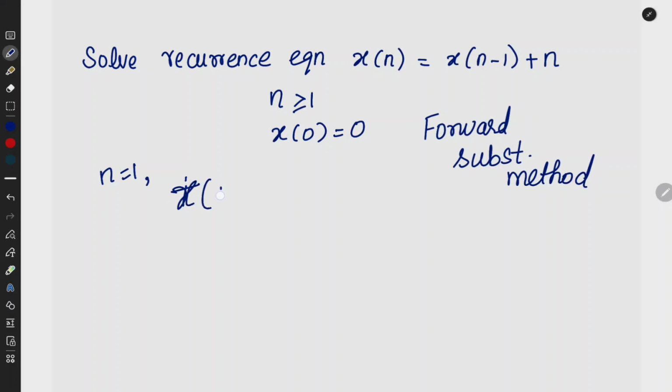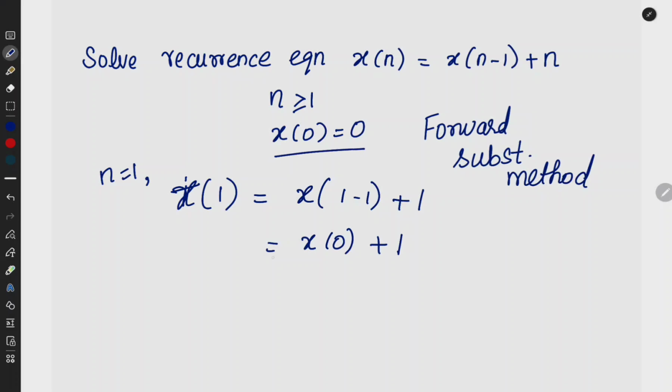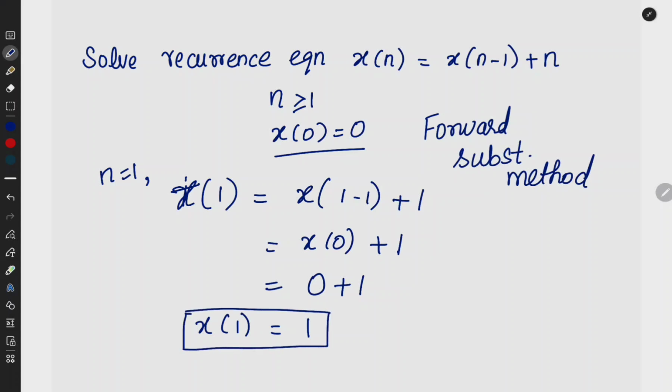So we'll apply n is equal to 1 in x of 1 is equal to x of 1 minus 1 plus 1. So it will become x of 0 plus 1. Already we are having the value x of 0 as 0. So 0 plus 1. So x of 1 is 1. So this is one value we have got when we apply n is equal to 1.